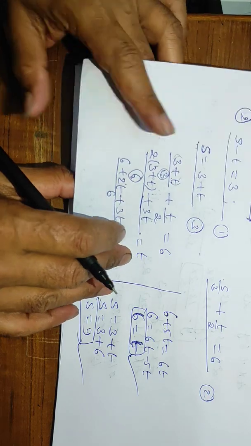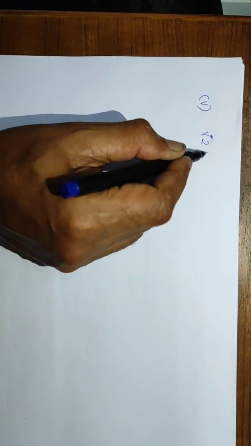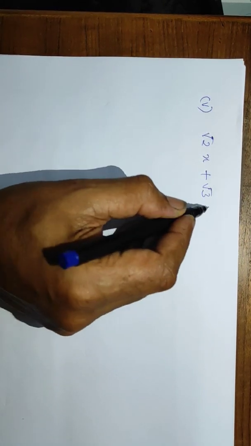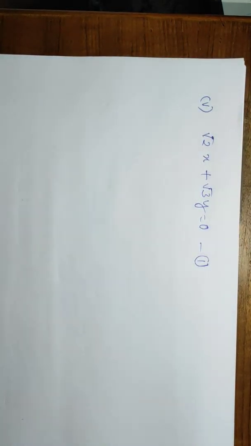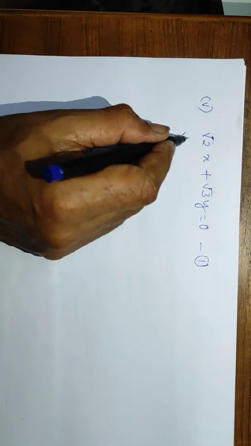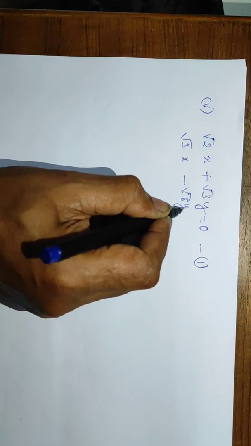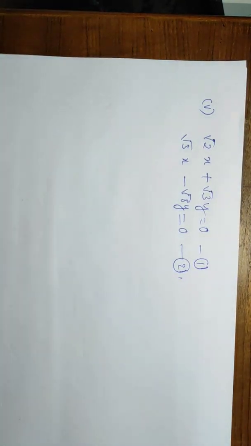So let us do another problem. Let me do the fifth problem. Root 2 x plus root 3 y is equal to 0. I call this equation 1. Root 3 x minus root 8 y is equal to 0. I call this equation 2.